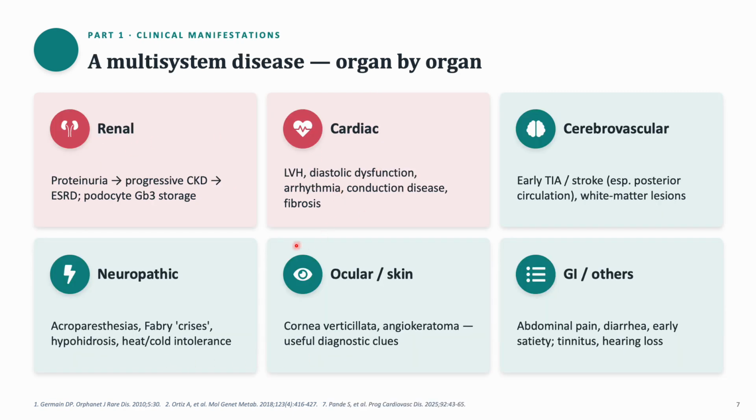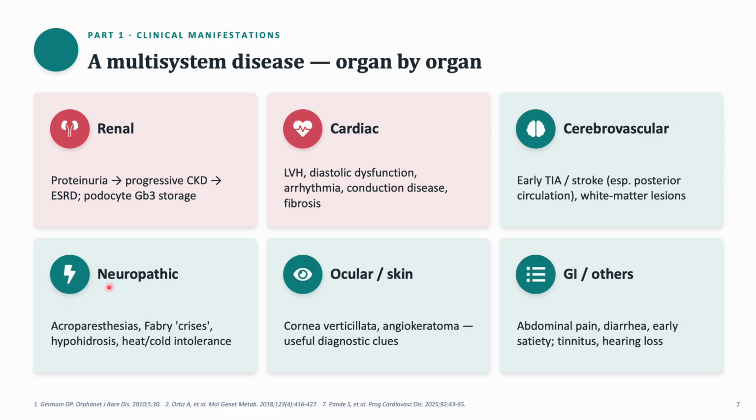Here is the whole disease in one slide, organ by organ. The three colors in coral on the top row: renal, cardiac, and CNS. Renal disease progresses from proteinuria to end-stage kidney disease. Cardiac involvement gives left ventricular hypertrophy, diastolic dysfunction, arrhythmia, and conduction disease, and is now the leading cause of death. CNS disease causes early stroke and transient ischemic attack, often in the posterior circulation. The lower row holds the early signs.